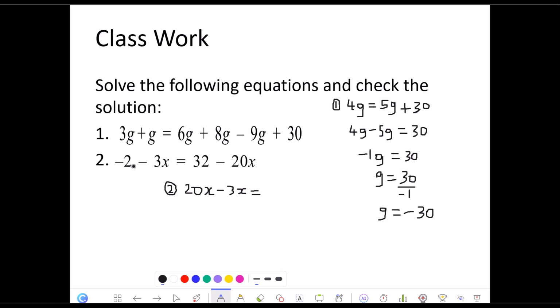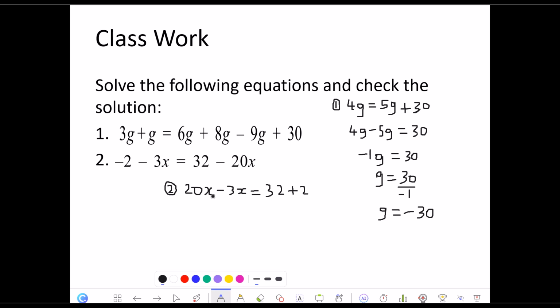20x crosses to this side, it becomes positive. Minus 3x remains the same. I did not move it. Then 32 is also here. I'm not moving 32. The only thing I am moving is minus 2. When minus 2 crosses over to this side, it becomes positive 2. That is all. Then do your subtraction and get out of this place.